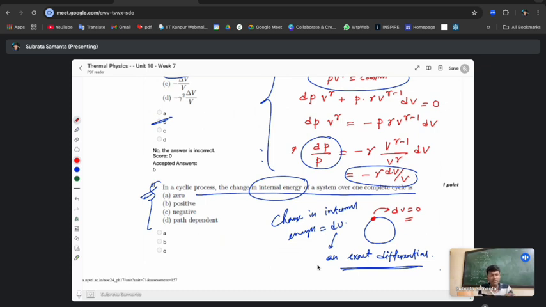Your initial and final points are the same. It does not depend on the path, so if you choose some other path, it's also the same. Since the initial and final points are the same, the change in internal energy is 0 because internal energy is an exact differential. In a cyclic process, the point where you start and where you end is the same, so this is 0. Option A is correct.